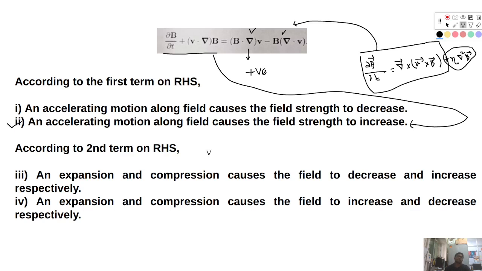Now the second thing: according to the second term on the RHS, which is the divergence of V, the velocity's divergence, multiplied by the magnetic field itself, an expansion and compression can cause the field to decrease and increase respectively. Let us look at what the divergence of V is. If we remember, del rho del t plus divergence of rho V equals 0 from the mass continuity equation.